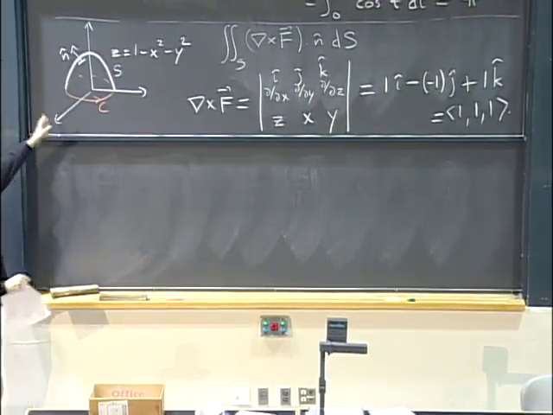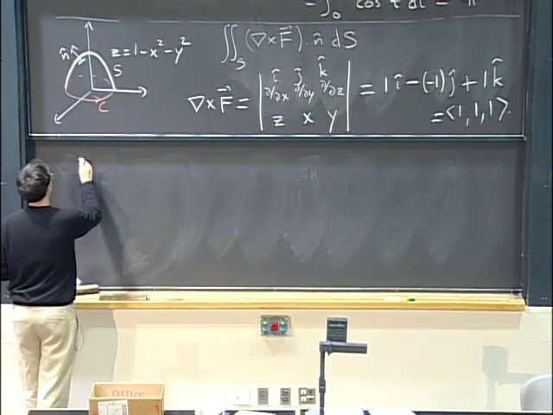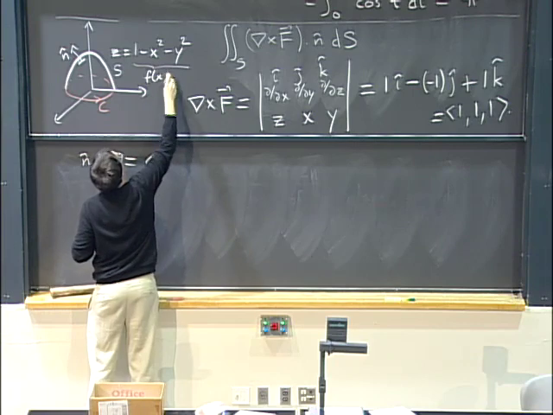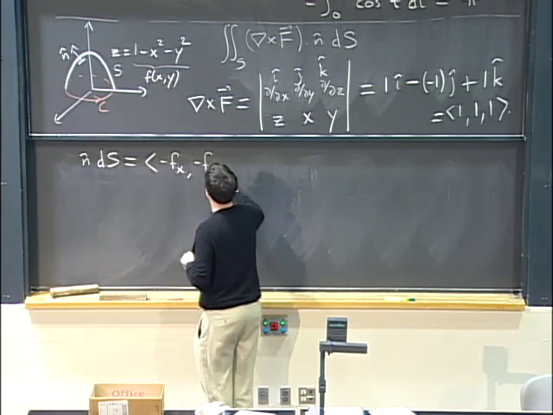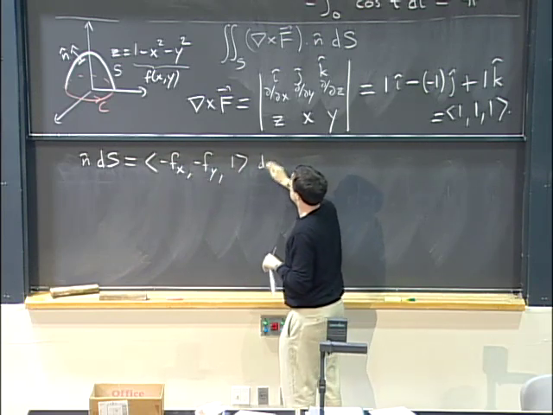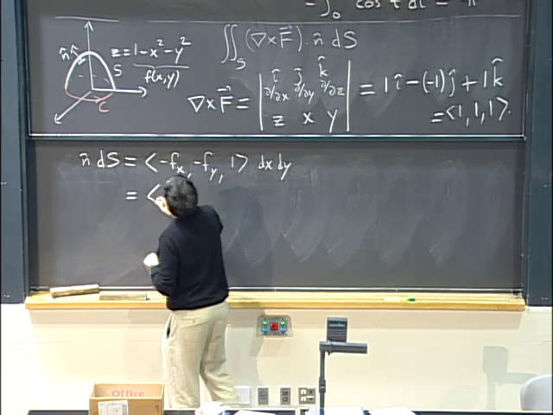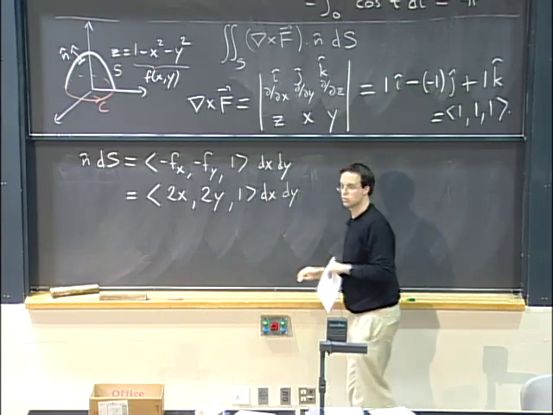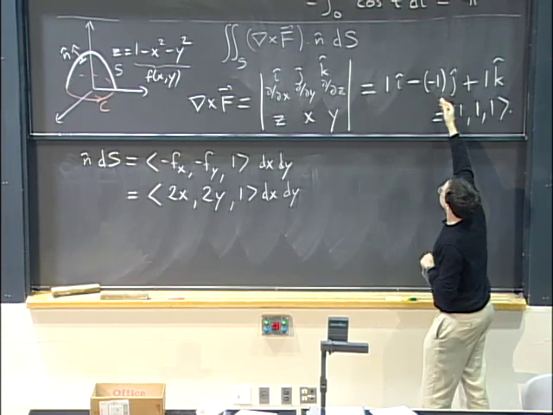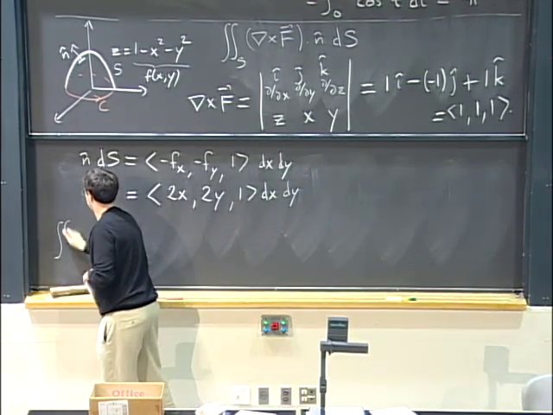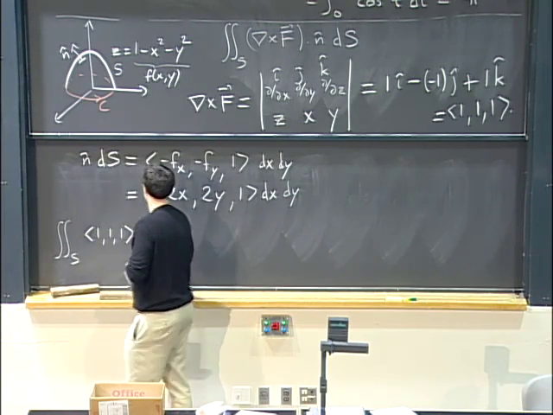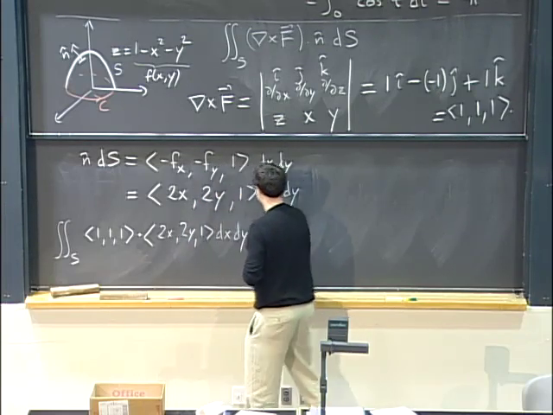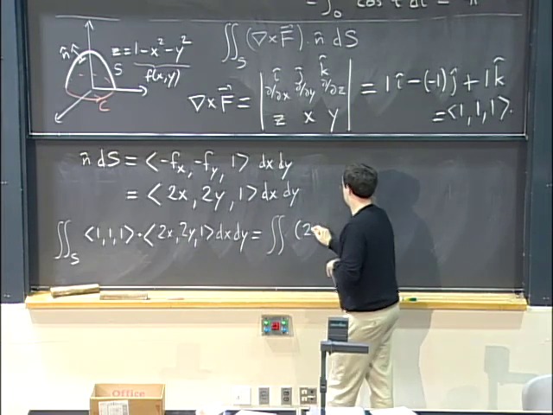Now, what about n dS? Well, this is a surface for which we know z as a function of x and y. So let's call this f of x, y. Then we can use the formula that says n dS equals negative f sub x, negative f sub y, 1 dx dy, which here gives us 2x, 2y, 1 dx dy. Okay? So now when we want to compute the flux, we'll have to do the double integral over S of 1, 1, 1 dot product with 2x, 2y, 1 dx dy. It will become the double integral of 2x plus 2y plus 1 dx dy.